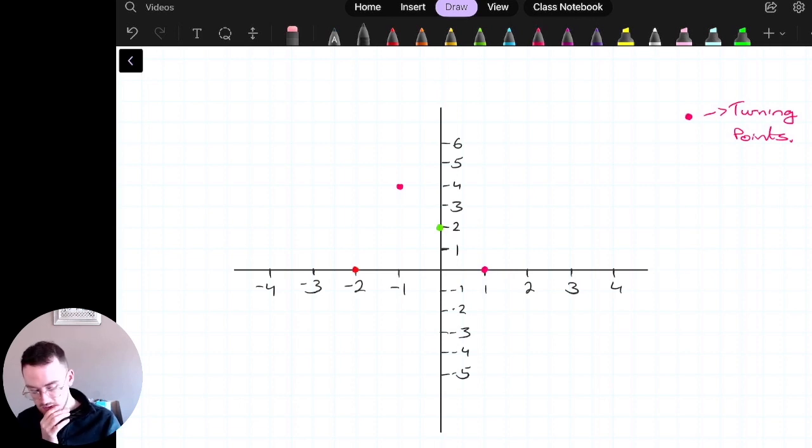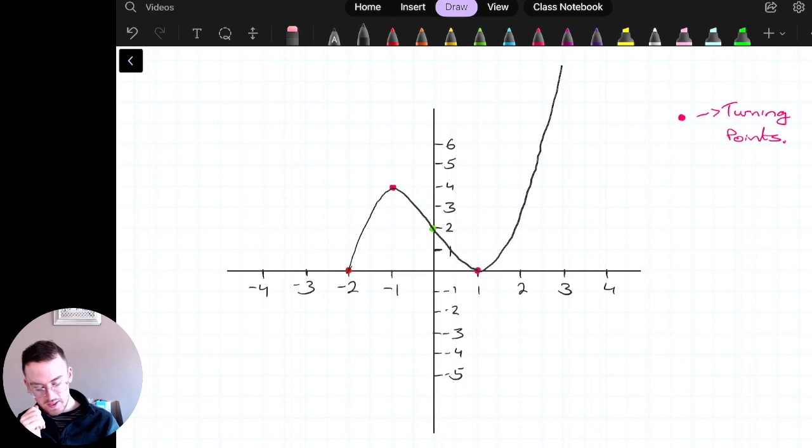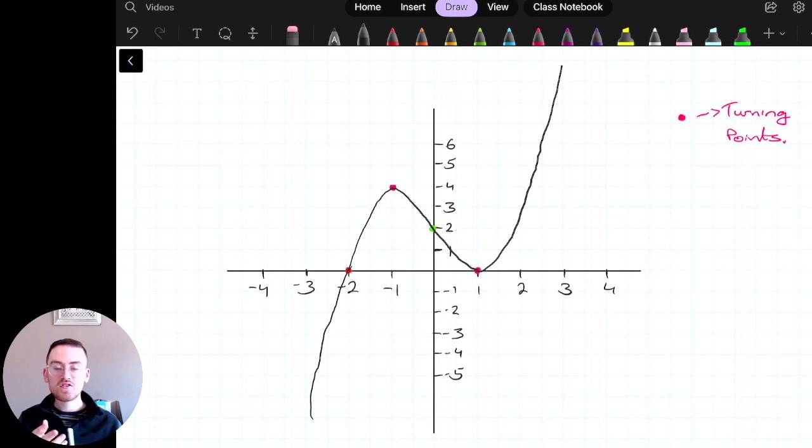So we're going to start here at minus 2, and we're going to work our way up to this first turning point. This is our maximum turning point at x is equal to minus 1. Once we've reached that point, we're going to turn. We're going to go through the y-axis at the point that we've already marked, and we're going to come down to x is equal to 1. This is another turning point. At this point, I know I need to turn and go back up. I'm going to continue that way. We can also continue our graph a little bit in this direction as well. And that's our sketch of the graph.